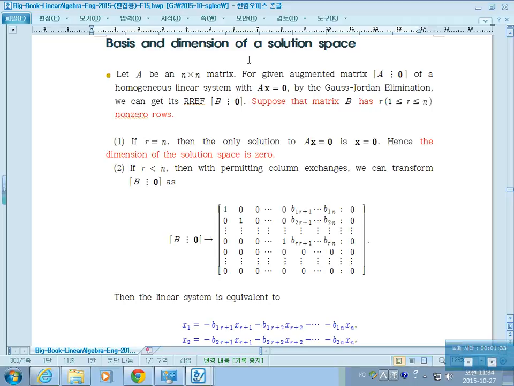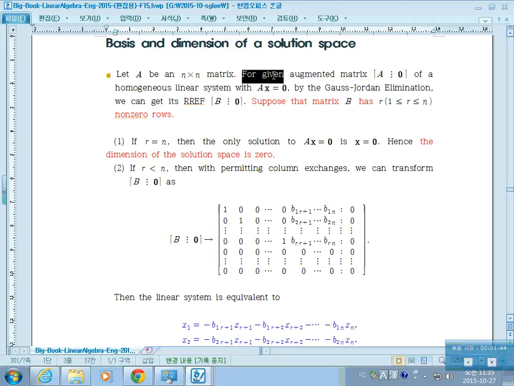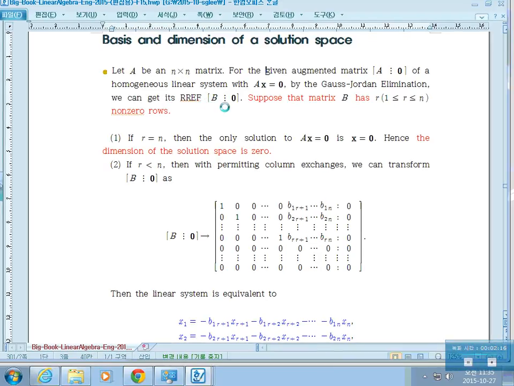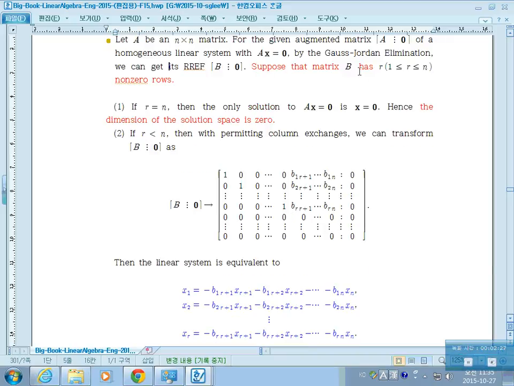And the basis and dimension of a solution space. Let A be an n by n matrix. For the given augmented matrix A0 of a homogeneous linear system Ax equals 0, by Gauss-Jordan elimination we can get the RREF, which is B0. Suppose the matrix B has r non-zero rows. Since it's in RREF form, we can easily find the r non-zero rows.